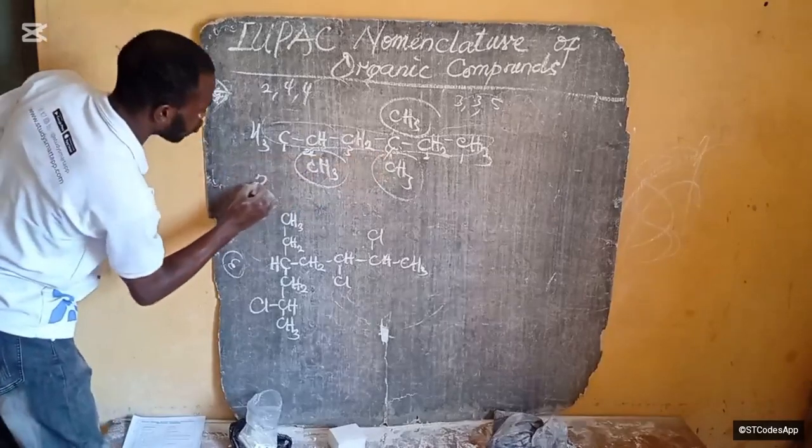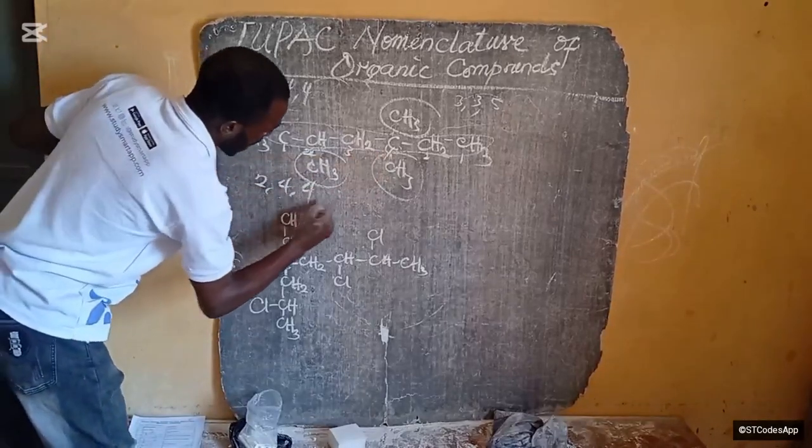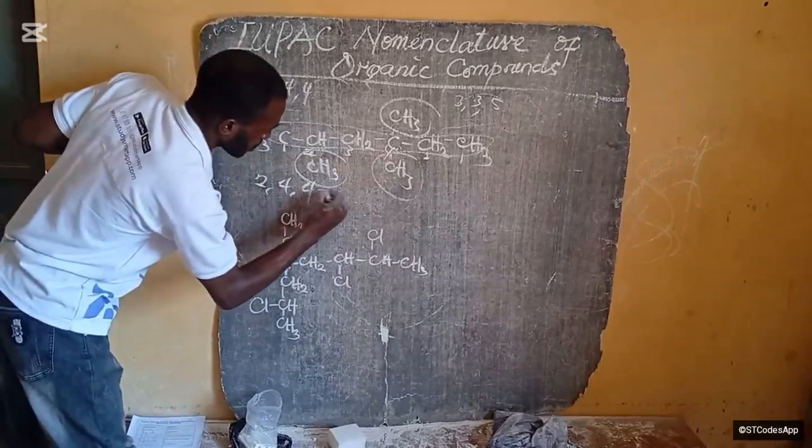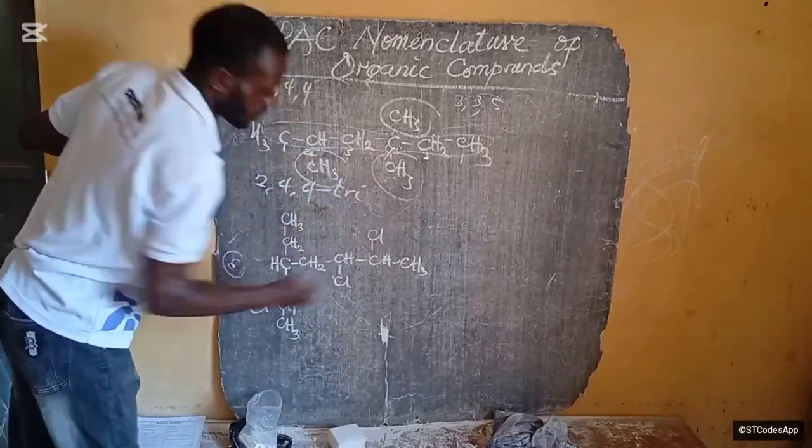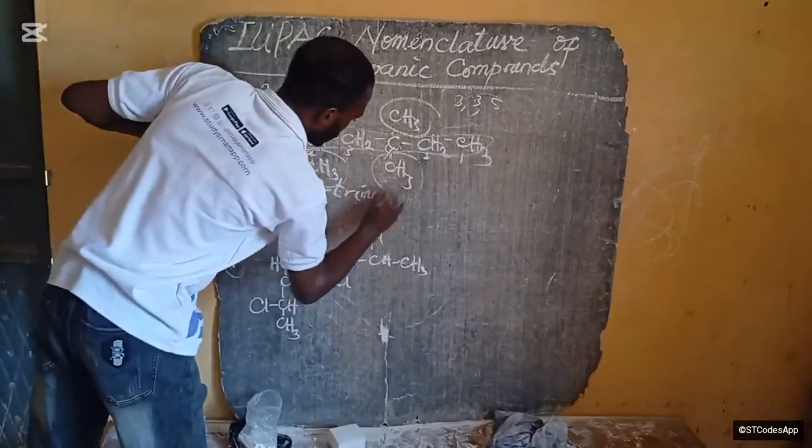All right, so we have 2, 4, 4. How many methyls have we? 3. So hyphen, tri. Does that make sense now? Trimethyl.